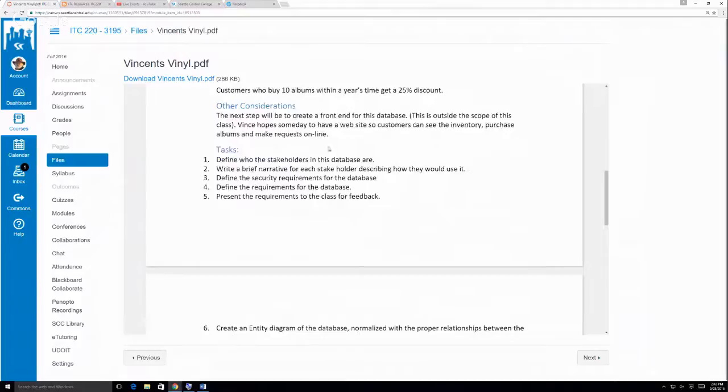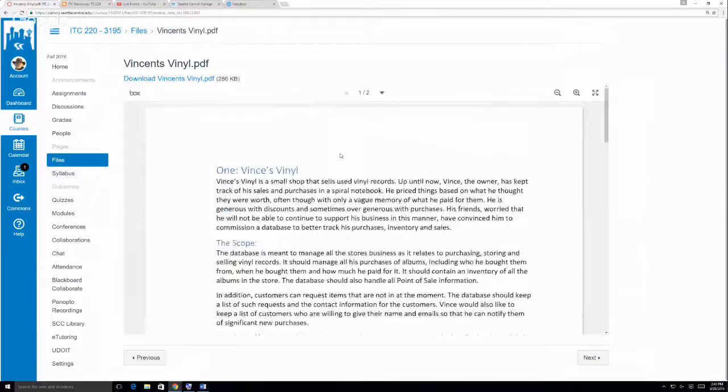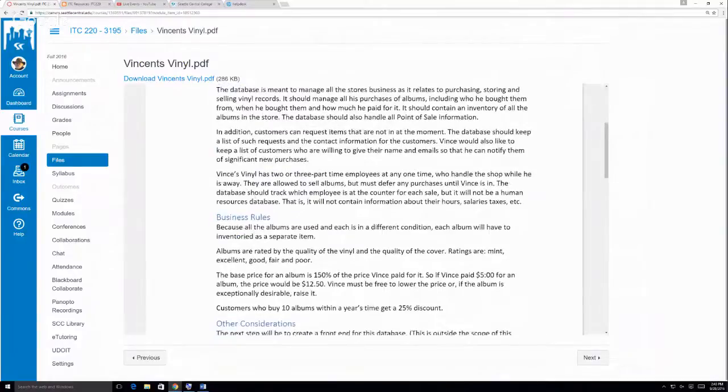We're not going to build the front end. These tasks are what we're going to do, but not all in this one assignment. You show the calculation in there, 150%. So it's 150% above what he paid for. Not 150% of what he... 150% of the price. Yeah, 150%. I know I said it wrong. Okay.